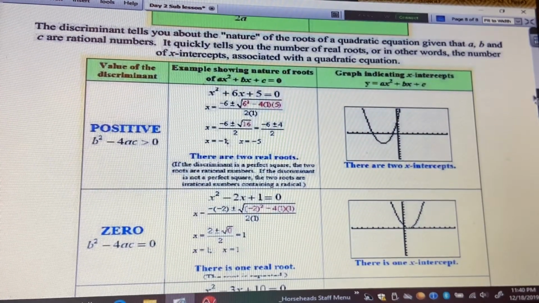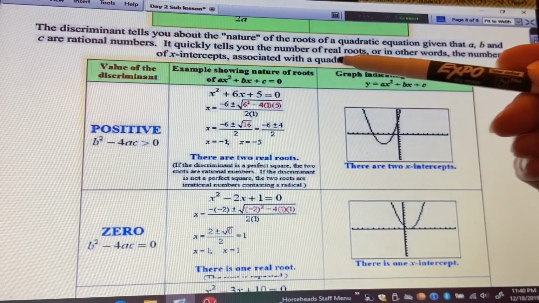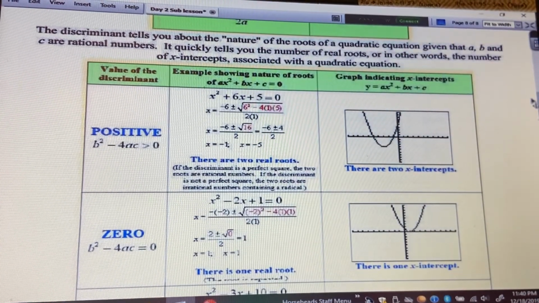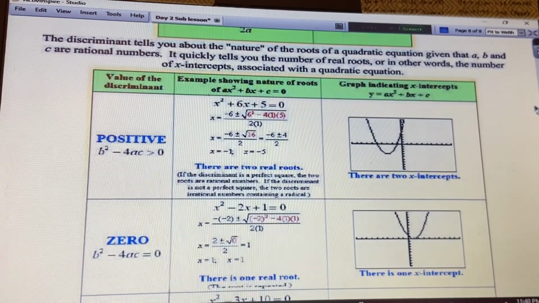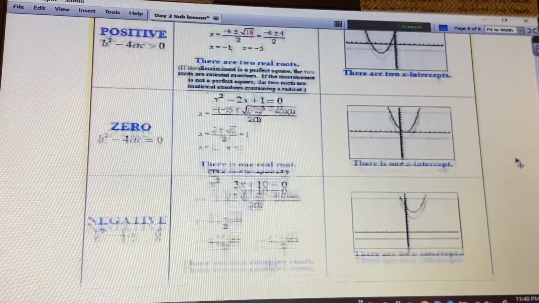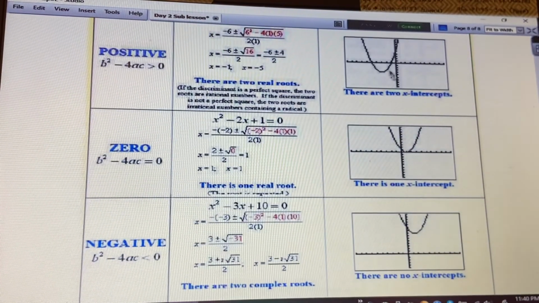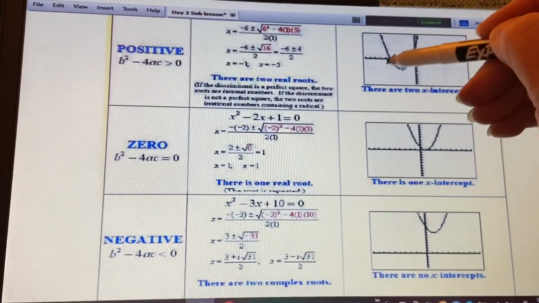Okay, so it will quickly tell you the number of roots, in other words, the number of x-intercepts associated with the quadratic equation. Now remember, a quadratic is x squared, so technically there are two roots. However, we've done this before. Remember, we could have two roots here. If you see that, there's two roots, right here and right here.